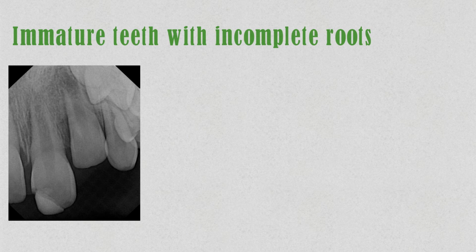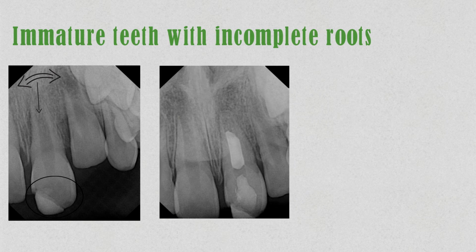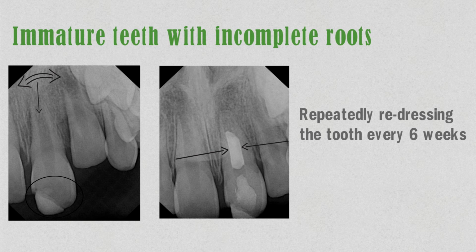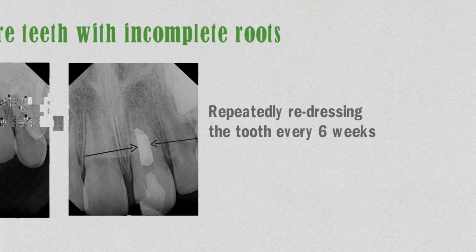Immature teeth with incomplete roots. If a child receives a knock to a front tooth sufficient to kill off the nerve before the root has finished growing, we are left with an open apex, a very wide canal that is difficult to treat. A root filling cannot be placed in the normal way. A barrier to back a filling against is needed and can only be achieved by repeatedly readdressing the tooth every 6 weeks until this occurs.